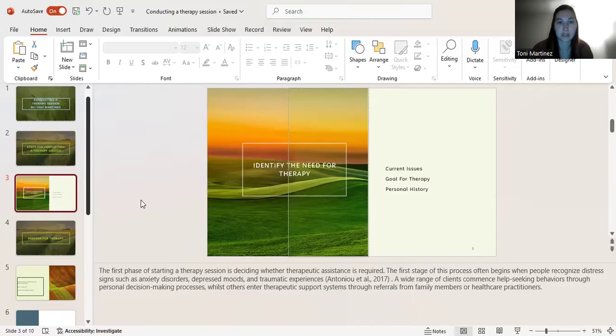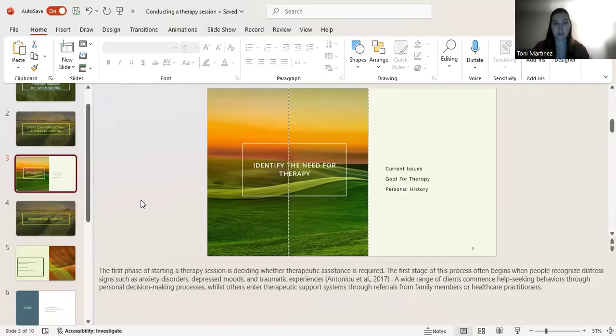Okay, so starting with conducting a therapy session. There are a couple different steps for conducting a therapy session, and I will discuss this in the presentation. A couple of these steps include identifying the need for therapy, preparing for therapy, conducting the therapy, and also following up. And so, first, we need to identify the need for therapy.